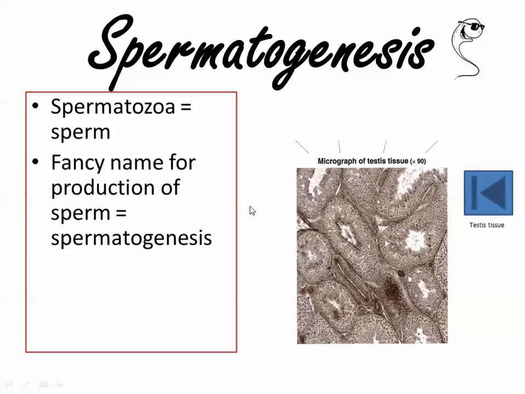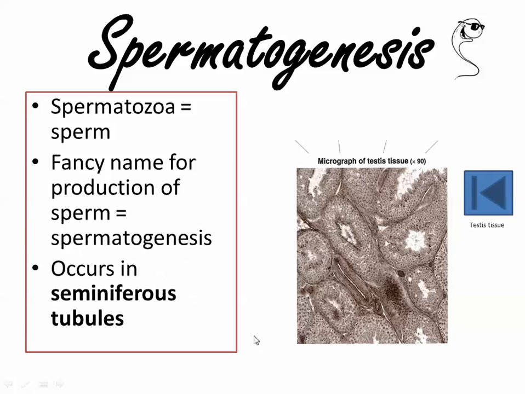Okay, fancy name for production of sperm is spermatogenesis, and it occurs in seminiferous tubules. These are obviously found in the testicles, in the testes, where sperm is actually produced. So here is a picture of a cross section through some of these seminiferous tubules where the sperm is actually produced, and we'll use a diagram to help make sense of this.